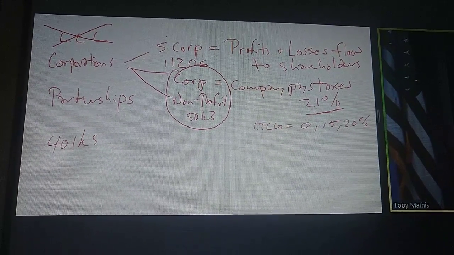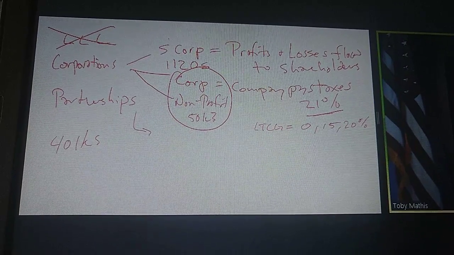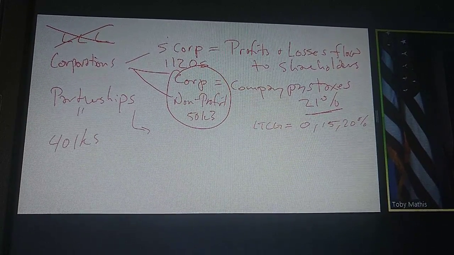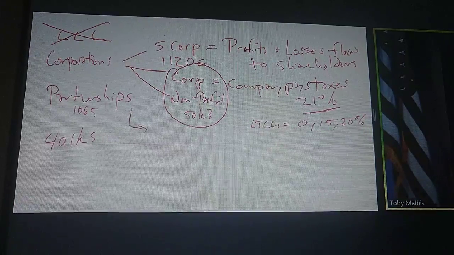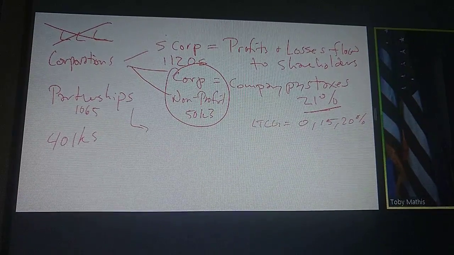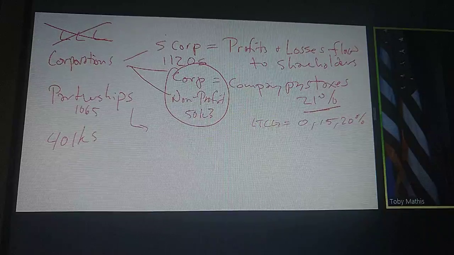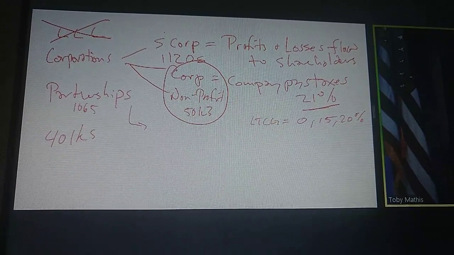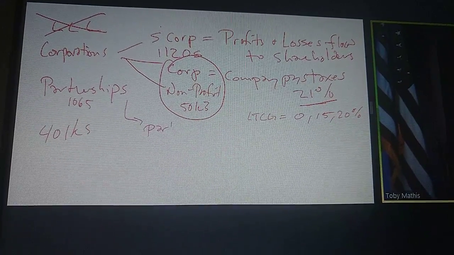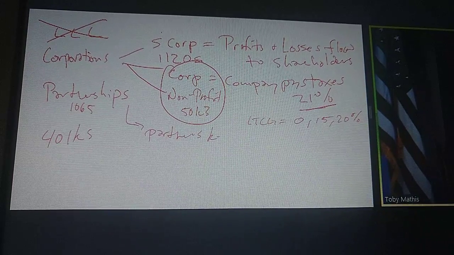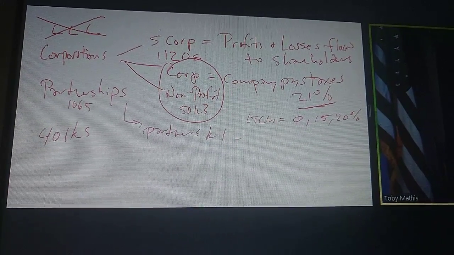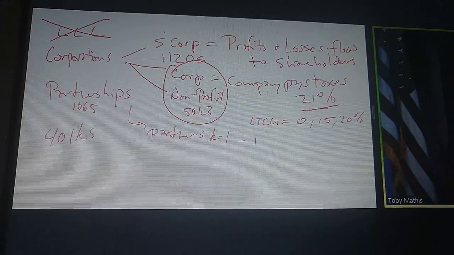Anyway, partnership, this flows down to the partners. It files a 1065. So if you ever hear somebody say, I file a 1065, well, that's a partnership return. It passes down to the owners, to the partners. So the partners get something called a K-1. That is their portion of profits and losses.